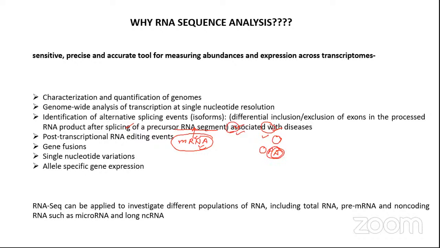So it means that some modifications are happening after transcription and during post-translational modification, so that my protein is altering. Gene fusion I have already explained, SNPs I have already explained, and allele specific expression I have already explained. So RNA-seq investigations can be applied to different populations of RNA of different types, like mRNA, tRNA, ribosomal RNAs, right? MicroRNA and so on.